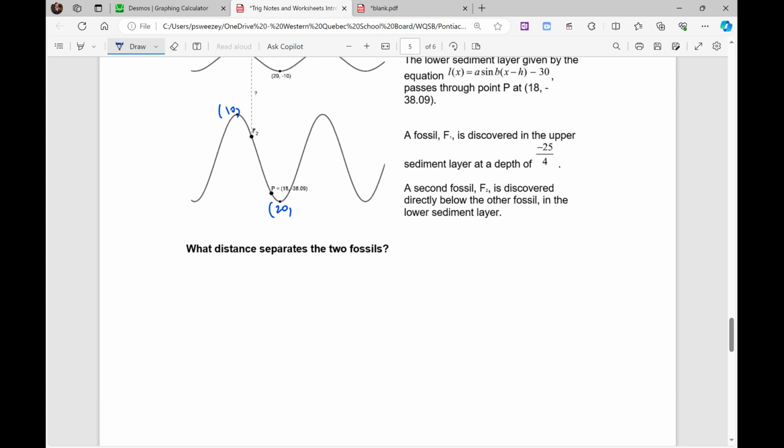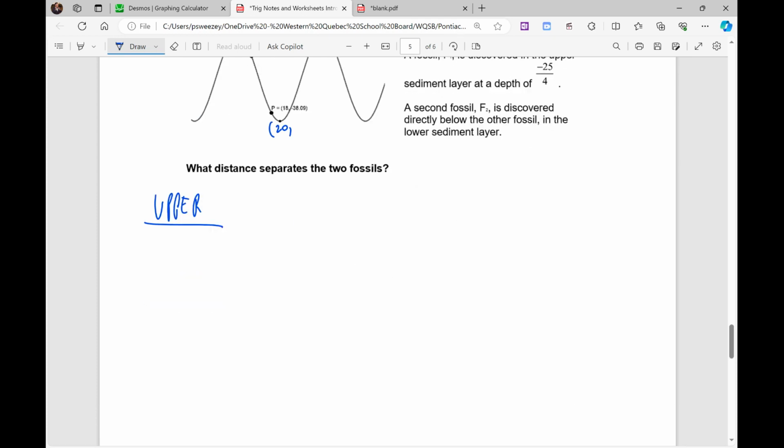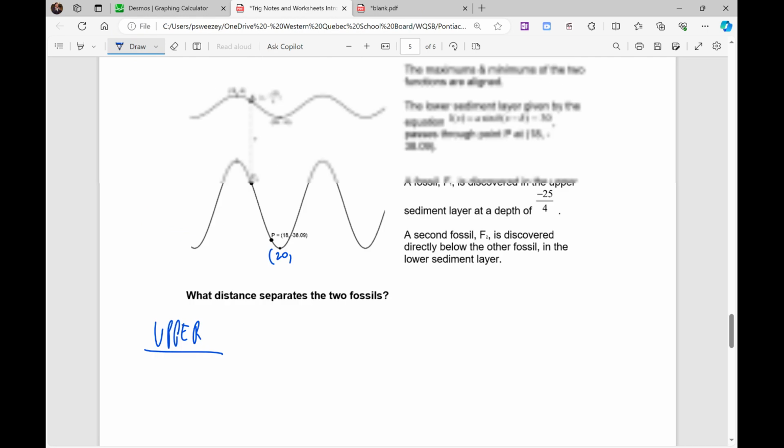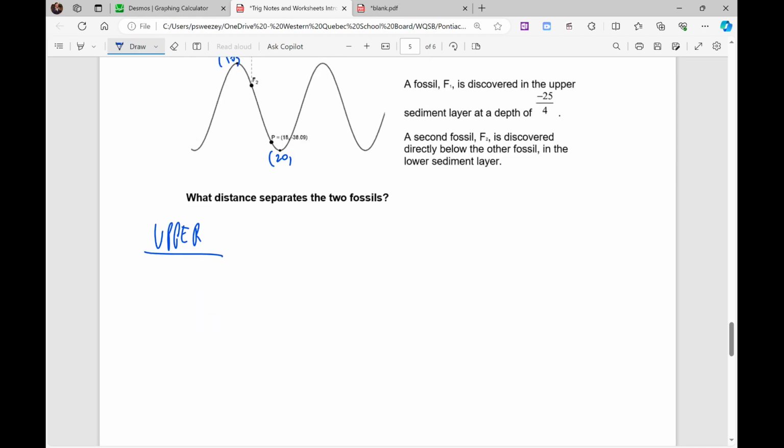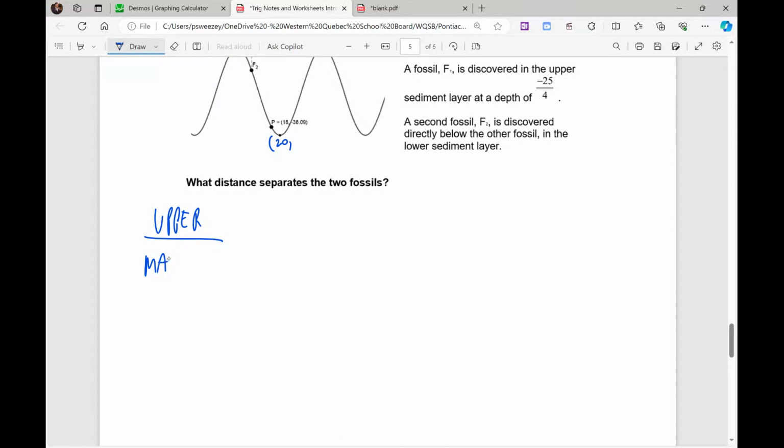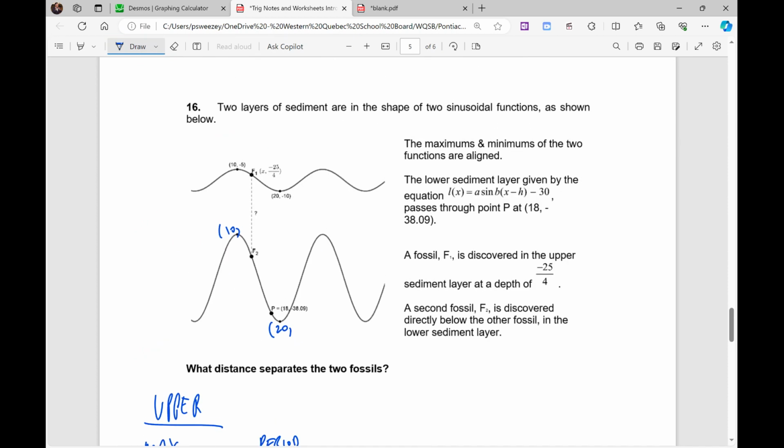So let's just start with the upper function. Identify on this one, what is my maximum, what is my minimum, what is my A, and alternately, what is my K. Additionally, we could figure out what the period is, which allows us to find the B, and then identify what our H may be given this scenario.